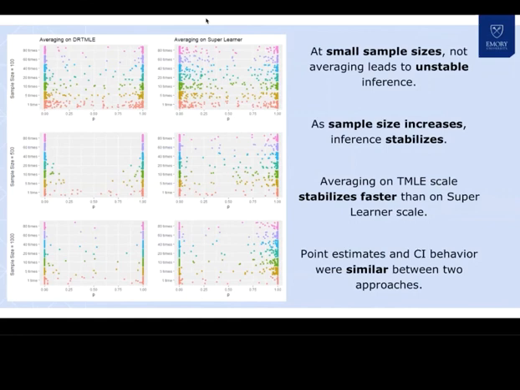And then when we looked at the actual point estimates in terms of their bias and their standard deviation and confidence interval coverage, there was really a lot of similarity, not much difference between the two scales for averaging. So it seems we're recommending averaging on the scale of TMLE. All right, so we can go to the next slide.